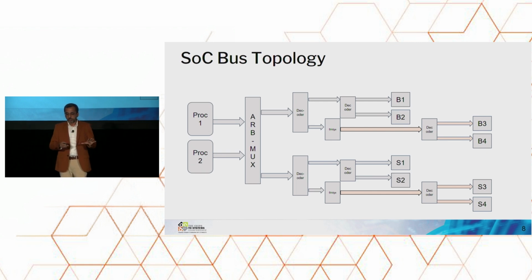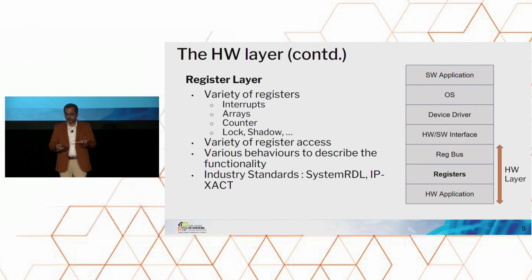Basically, in the IP, you have all these registers. The complexity there is that there can be a wide variety of these registers: interrupts, arrays, counters, locking registers, shadow, trigger buffer, atomic registers, indirect registers. There's a whole litany of these registers, with different accesses of those registers as well.